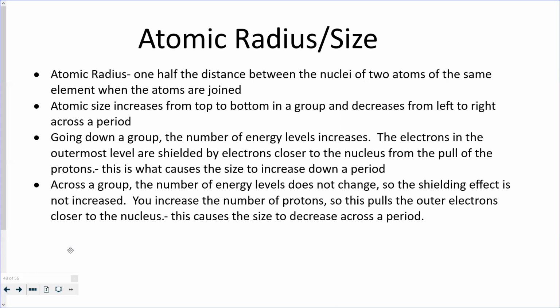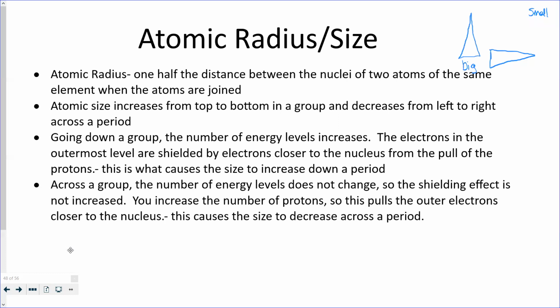The actual trend you need to be aware of is atomic size is going to increase from top to bottom. So it's going to get bigger as you go down a group. And then it's going to decrease from left to right across a period. So the biggest elements or biggest atoms are going to be in the bottom left-hand corner of the periodic table. Smallest ones are going to be in the top right-hand corner of the periodic table.